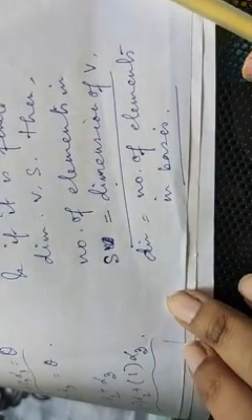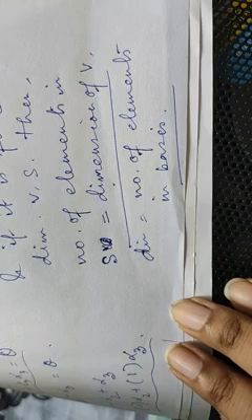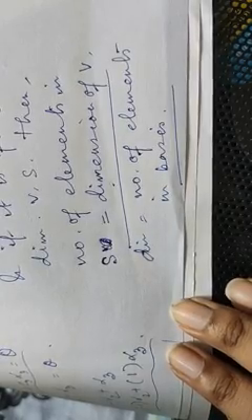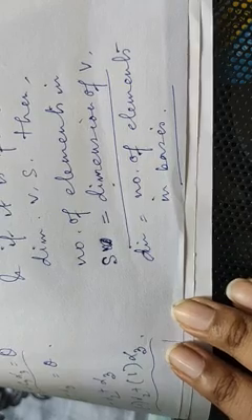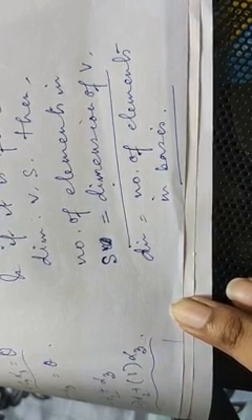And if we find an infinite vector space, then the dimension will be infinite. That is, we cannot find a finite basis for this type of vector space. Basically, we will discuss in this chapter about finite dimensional vector space. So there we can find a finite basis for the vector space.